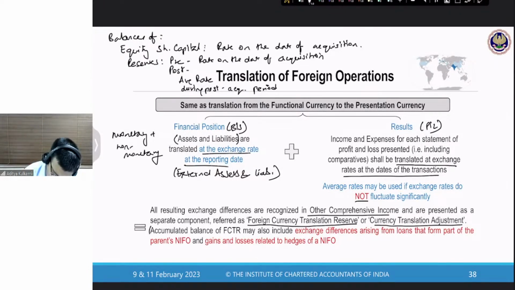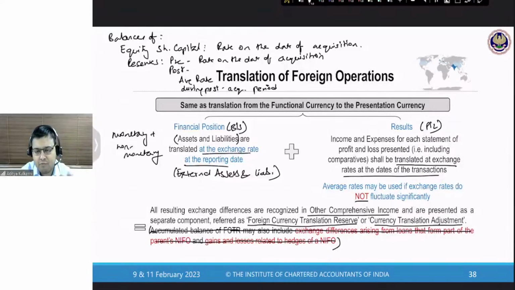Okay, don't look at this part for now. Net investment in foreign operations. For now, you forget this. Okay. What it is, I will explain towards the end of today's class. It's a very simple concept, but for now, forget it.